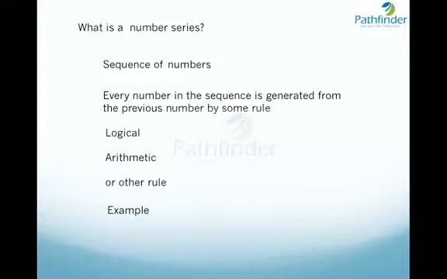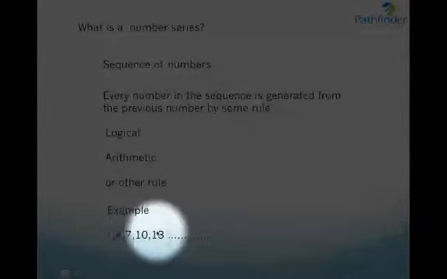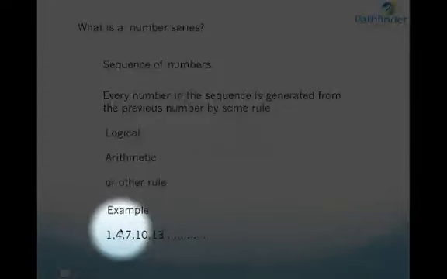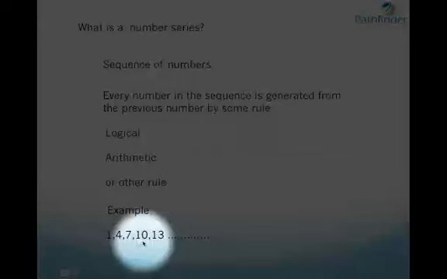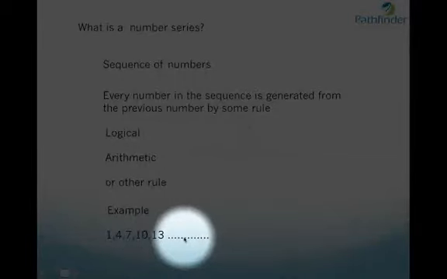For example, 1, 4, 7, 10 and 13. This is a number series. You will observe that in this number series there is a constant difference of 3 between each term. 1 plus 3 is 4, 4 plus 3 is 7, 7 plus 3 is 10 and 10 plus 3 is 13. So the next number should be 13 plus 3, which is 16.